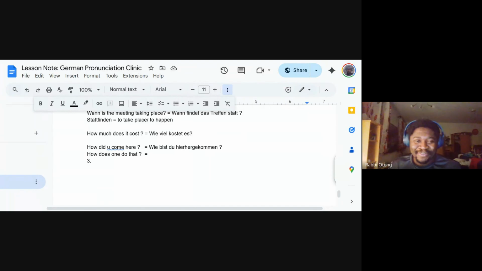So the main verb, okay? The verb itself is herkommen, okay? Herkommen, and going towards a place is hingehen.